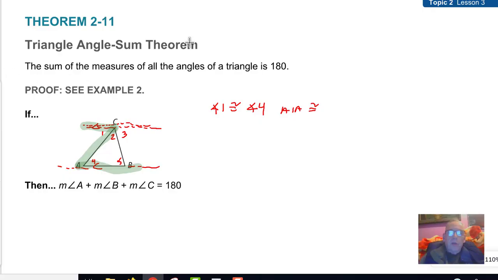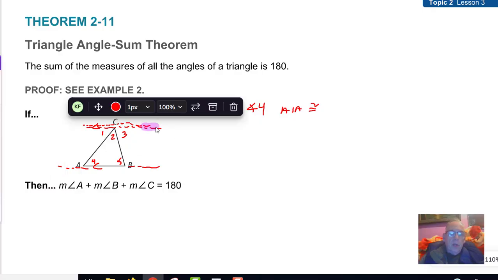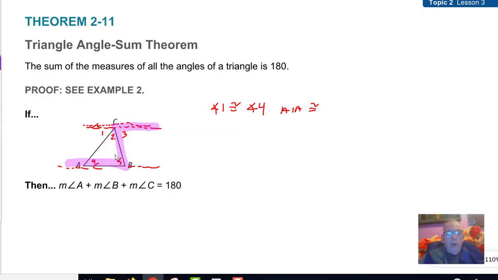Let me get rid of the markup I just did, and let's do this a different way now. Let's do the z going in the other direction, like this. Now, here's parallel, parallel. 3 and 5 are alternate interior angles. So 3 is going to be also congruent to 5. So let's say that angle 3 and angle 5 are congruent. And that's the same reason. Alternate interior angles are congruent.